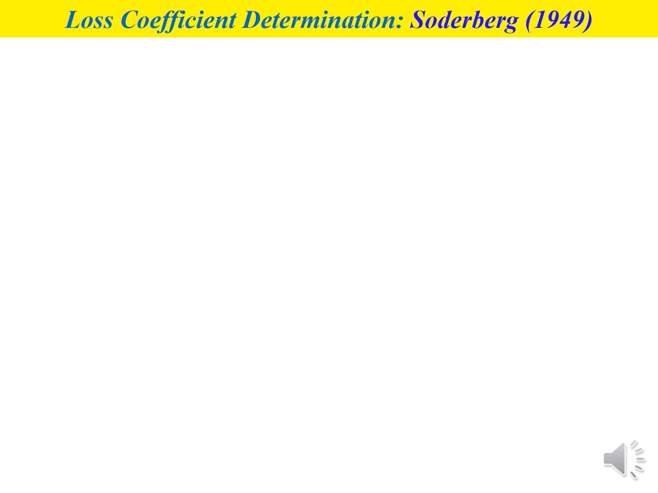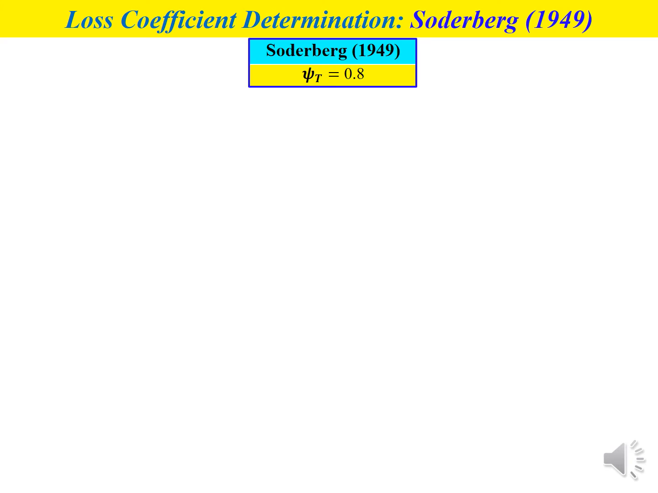So, for part number 3, chapter number 4, we will discuss the example for Soderberg correlation. We want to know how to use the correlation suggested by Soderberg. As a summary, Soderberg introduced the correlation for different cases. There are 3 cases in terms of correlation for Soderberg 1949.